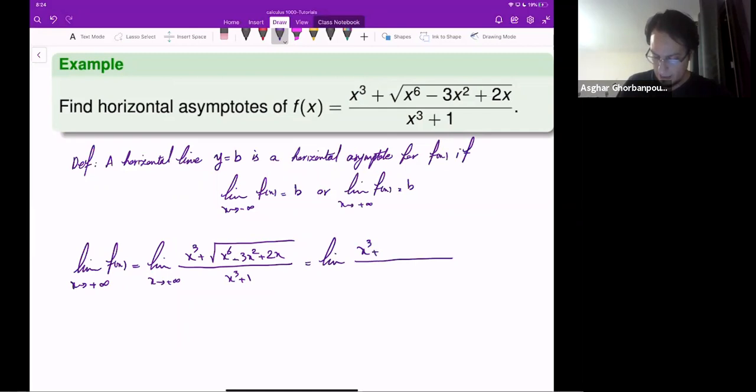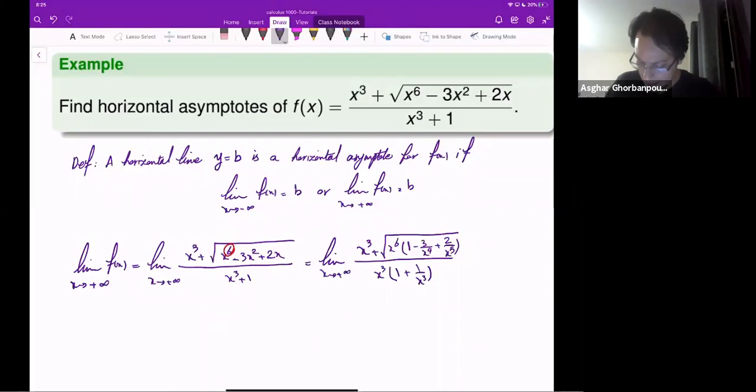in the numerator, there is this square root. I will factor out the highest power there first. The highest power is x to the power 6. So I factor out x to the power 6, times 1 minus 3 over x to the power 4 plus 2 over x to the power 5. And in the denominator, I factor out x cubed, so it will be 1 plus 1 over x cubed, as x goes to plus infinity.